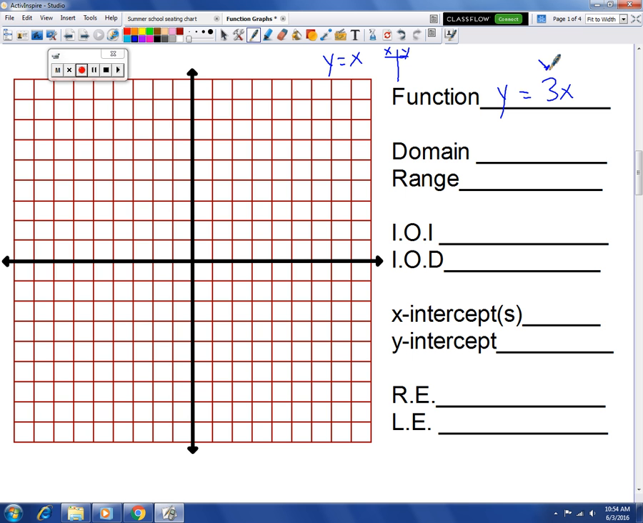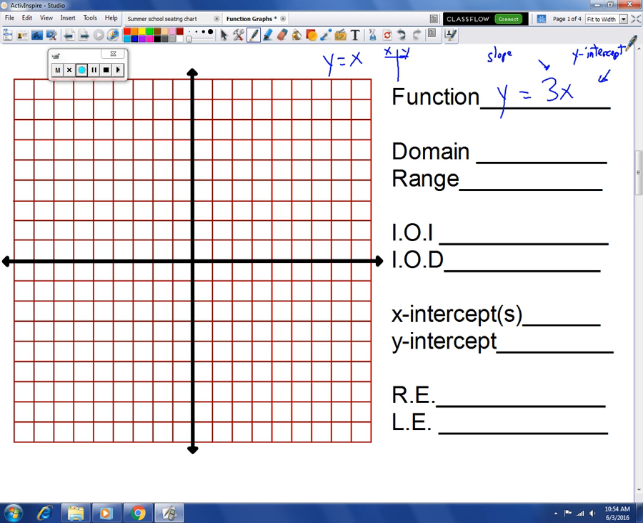Here's a definition. The number in front of the x is called your slope. And when you see a number behind the x, that's the y-intercept. In y equals 3x, you don't see a number behind the 3x. That means the y-intercept is 0. So how do we graph this?